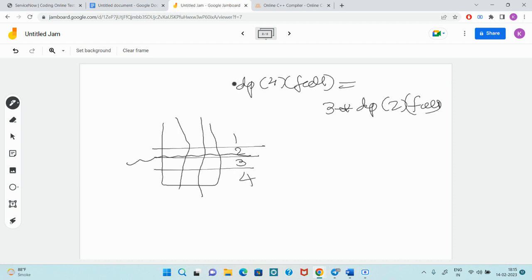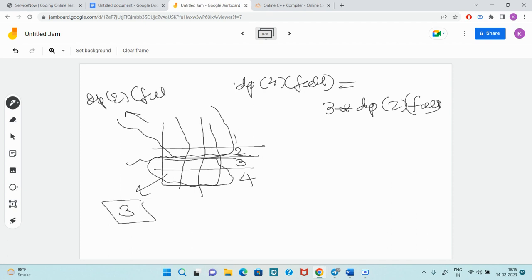Because there are three ways to fill this much part. And there are dp of 2 into 2 full ways to fill this much part. So the total number will be multiplication of these two, right?